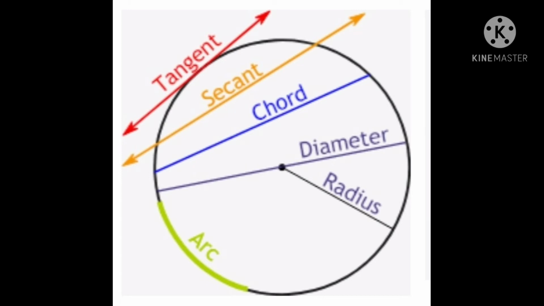Next is tangent. Tangent is a segment or a line which touches the circle at one point. Tangent is nothing but a line which touches the circle at one point. Now the secant is a line which intersects the circle at 2 points. Secant is a line which intersects the circle at 2 points.